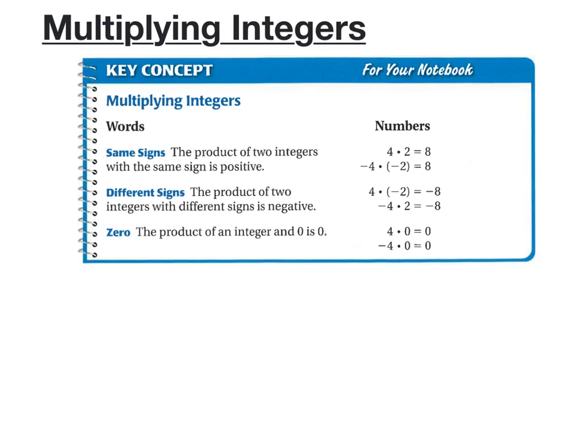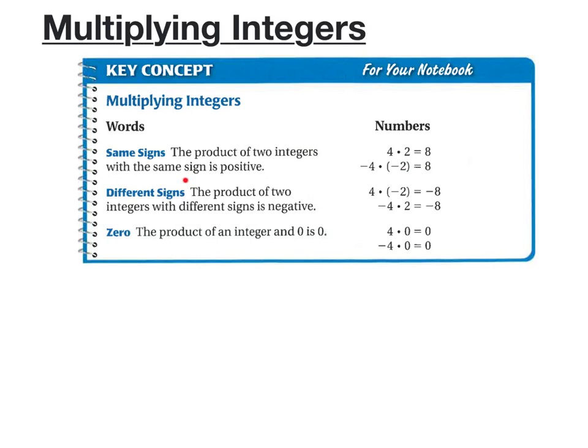Now this only applies to multiplication and division. This rule, 2 negatives make a positive, a lot of people like to say that when they're doing addition and subtraction, but it's not always true. It only works when we're multiplying and dividing.